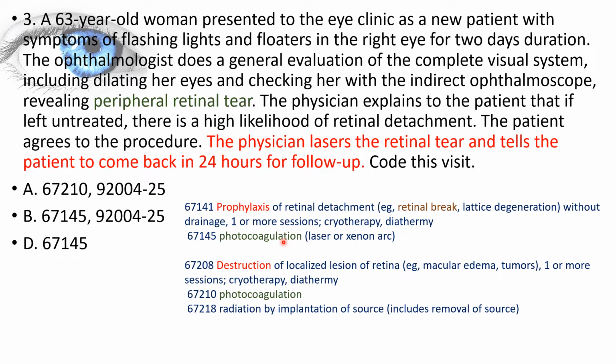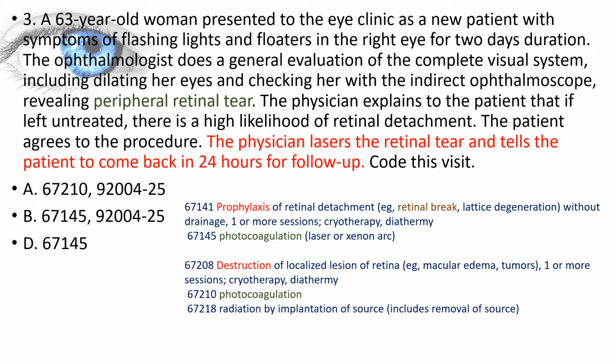What is the difference between these two codes? Whether prophylaxis or destruction. So we can see the ophthalmologist does a general evaluation of complete visual system, including dilating her eyes. We can see here peripheral retinal tear. Tear is a break. So retinal break. So we have to go to which code?